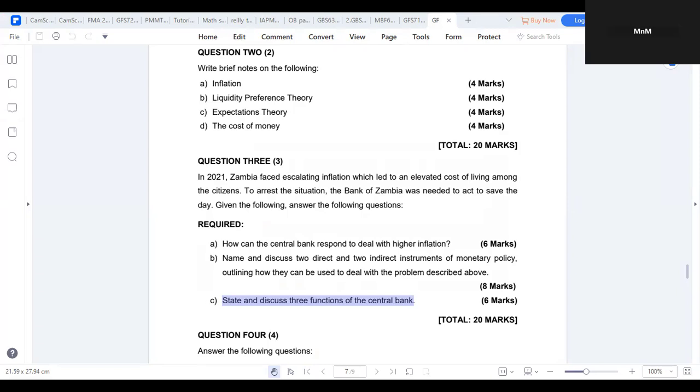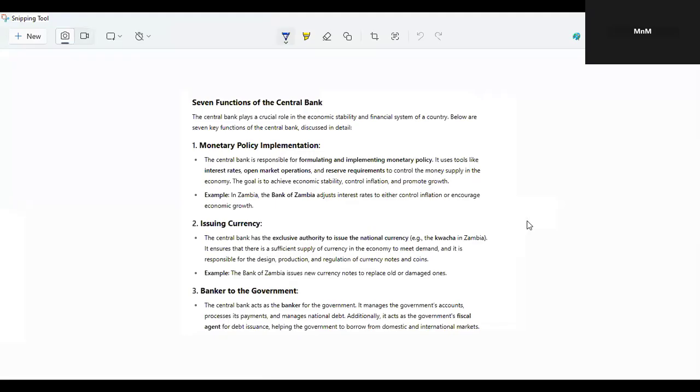Number one, monetary policy implementation. Only the central bank has that function of monetary policy. The central bank is responsible for formulating and implementing the monetary policy. It uses tools like the interest rates, OMO operations, and reserve ratio to control money supply. The second function is issuing currency. It's only the central bank that has the authority to issue a national currency, Kwacha in Zambia.